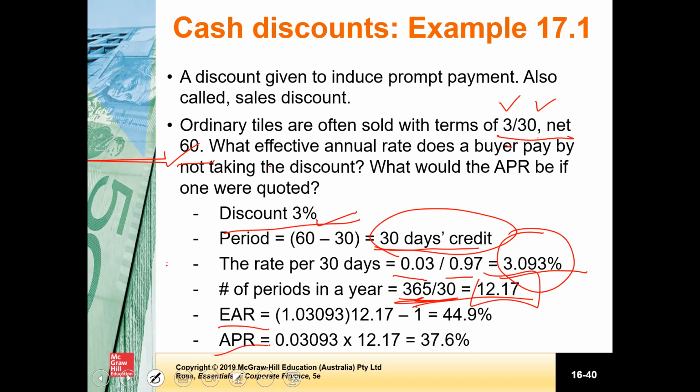Now if we use the EAR and APR formula, we have learned these EAR and APR concepts previously, the annualized rate will be 37.6%. So if you do not take the discount, do not pay within 30 days, rather you pay after 60 days, you essentially are paying 37.6%, okay? And the effective rate is even higher than that, so it would be 44.9%, okay?